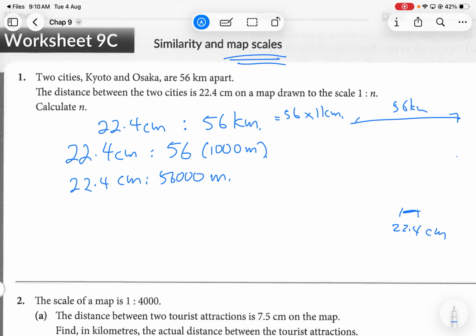It is easier to change kilometer into cm because we are multiplying. So always make the bigger unit become a smaller unit. Easier. But meter and cm are still different. So 22.4 cm is to 56,000 meters. Every 1 meter is 100 cm.